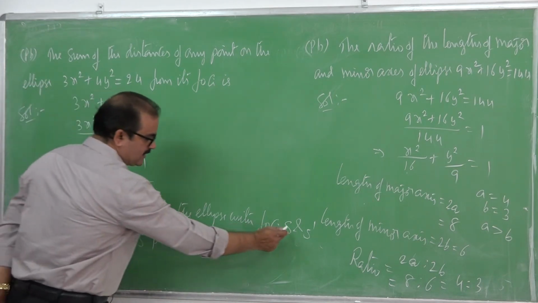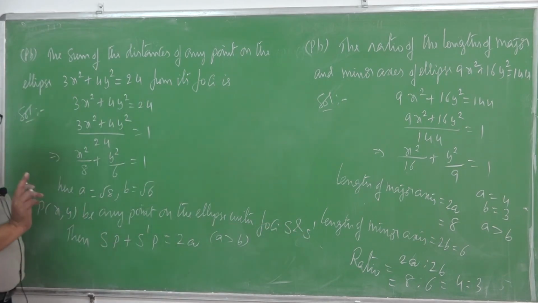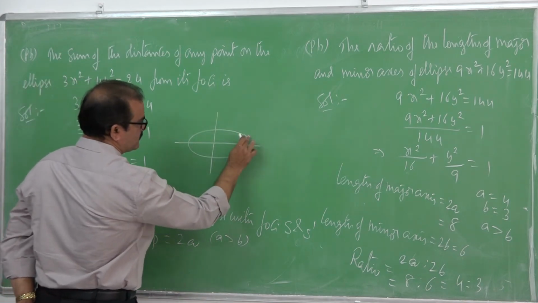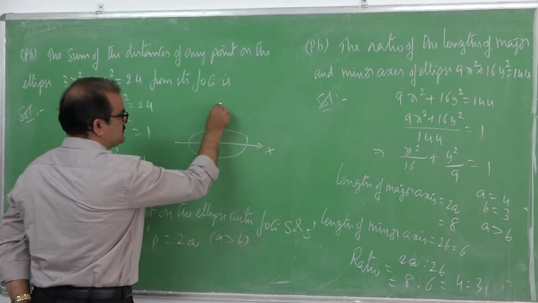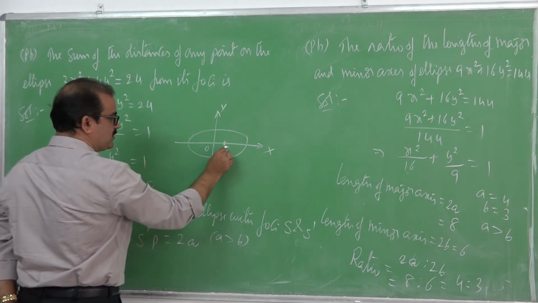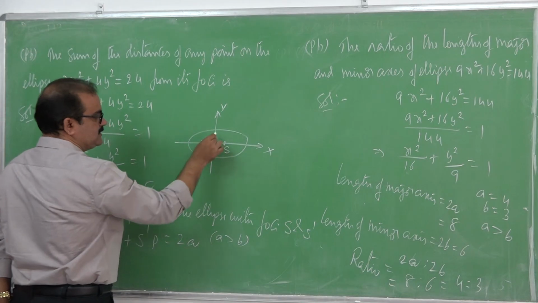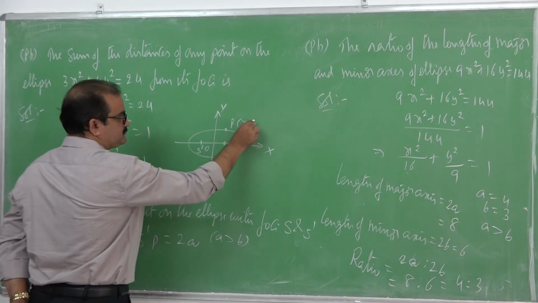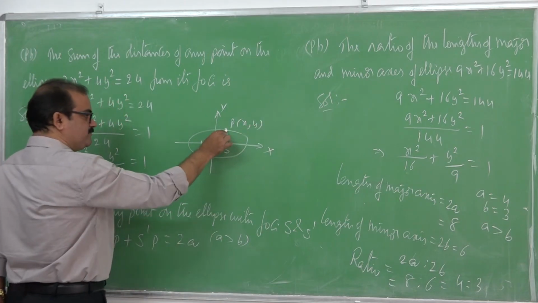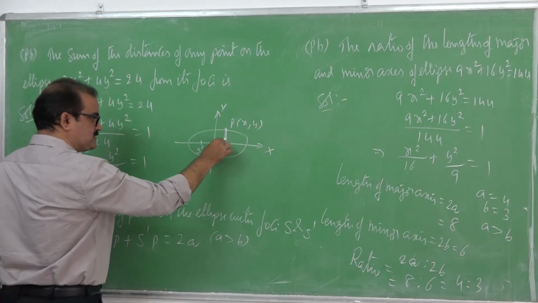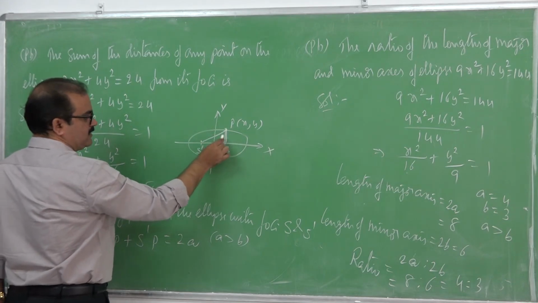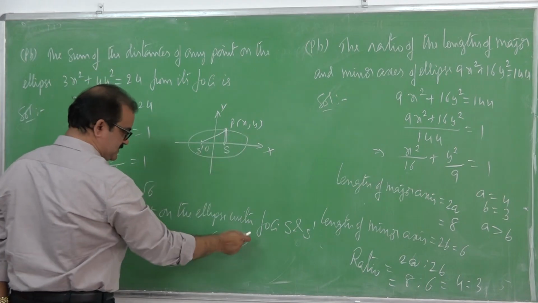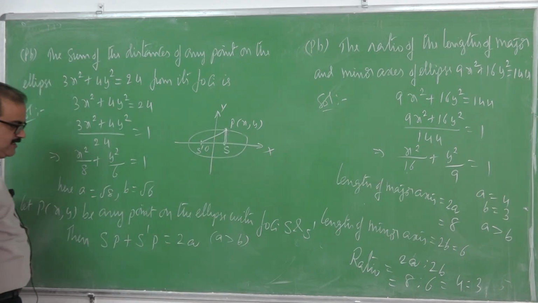Here what are foci S and S dash? To an ellipse there are two foci. See this diagram. This is x axis, this is y axis, this is origin. There are two foci S, S dash. You take any point P on the ellipse. The distance of this point from first foci and second foci, that is SP and S dash P. Sum of these two distances is equal to 2A when A is greater than B.